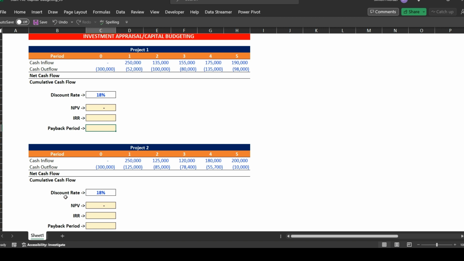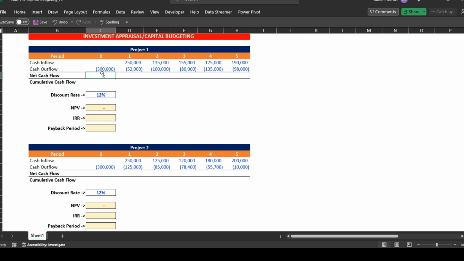Okay, so we'll also be doing the same thing for project 2 as well. Then at the end, we'll compare all the three KPIs, and then we choose or advise which of the projects is viable. Okay, so now let's assume that the discount rate is 12% for each project, and the initial investment is the same amount for each project.